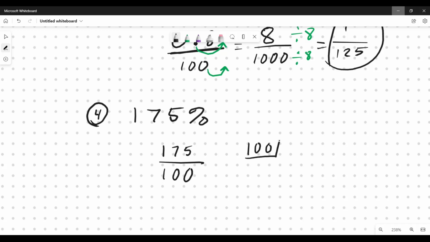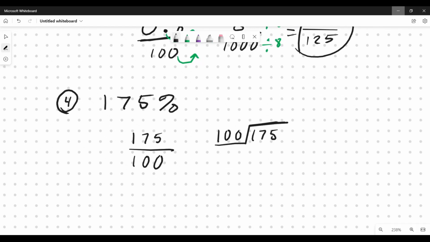100 divided into 175. If you're fairly familiar with really simple things like quarters and all that kind of stuff, you may have already figured out the answer, which is fine. But in the likely eventuality that that's not the case, let's walk it through the long way. 100 goes into 175 how many times? Once. 1 times 100 is 100. 175 minus 100 is how many?